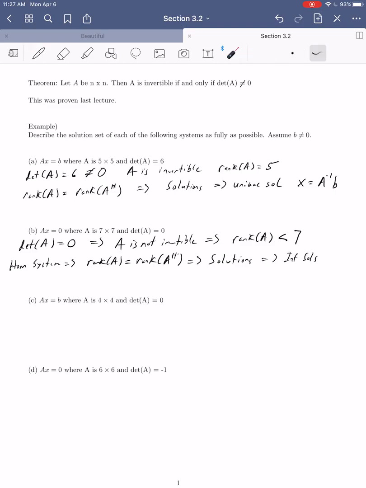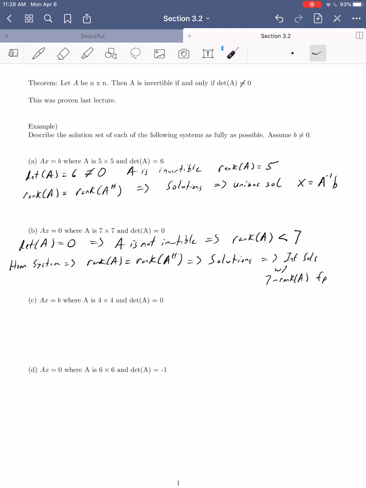And how many free parameters? Well, we can't really be too specific. We know it's going to be 7 minus whatever the rank of A is. So with 7 minus rank of A free parameters, and we know that this will be at least one free parameter, which is why we're safe in saying infinite solutions, because rank of A must be less than 7, because the determinant is 0 here.